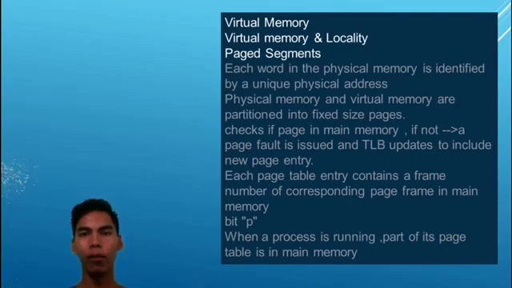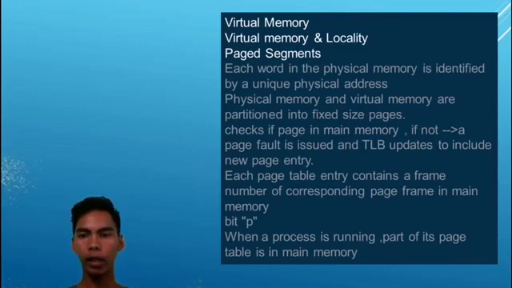Virtual memory and locality, page, segment. Each word in physical memory is identified by a unique physical address. Physical memory and virtual memory are partitioned into fixed-size pages. Check if the page is in main memory. If not, a page fault is issued and the TLB updates to include the new page entry.